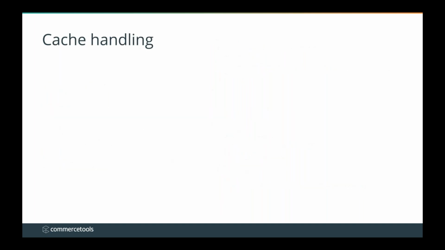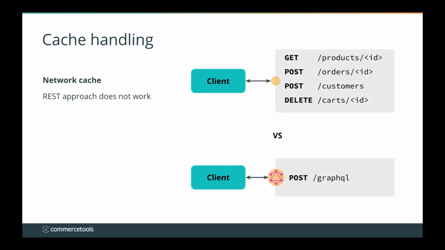Another thing that changes is caching. Especially on the network side, if we think about network caching and how it works with REST, it is very straightforward, because when you look at a URL of a request in REST, you're going to see that the URL itself already tells you a lot of what is going to happen. So we see this and we know that it's going to fetch a product. We see this and we know that it's going to update an order. This is going to create a customer, and this is going to delete a cart. So caching can already know when to cache things and what to cache and all that stuff.